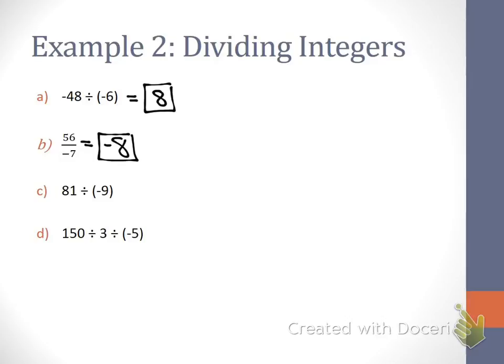All right, what about 81 divided by 9? 9. And is it positive or negative? Negative. Okay, and then 150 divided by 3 divided by 5. What's that going to be? All right, and then is my answer positive or negative? Negative. Negative 10. All right, any questions on dividing integers? Any questions? All right, using our even-odd rule. Of course, it's got to get harder though, right?